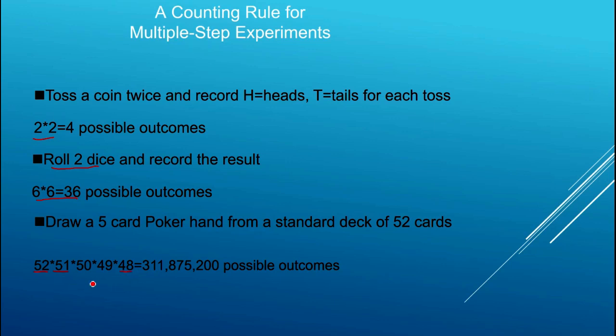Taking the product of all these terms implies that there are 311,875,200 different possible ways of drawing a 5-card poker hand. You would never want to sit down and enumerate all the different possible ways of drawing a 5-card poker hand. You would probably be sitting at your computer for weeks.